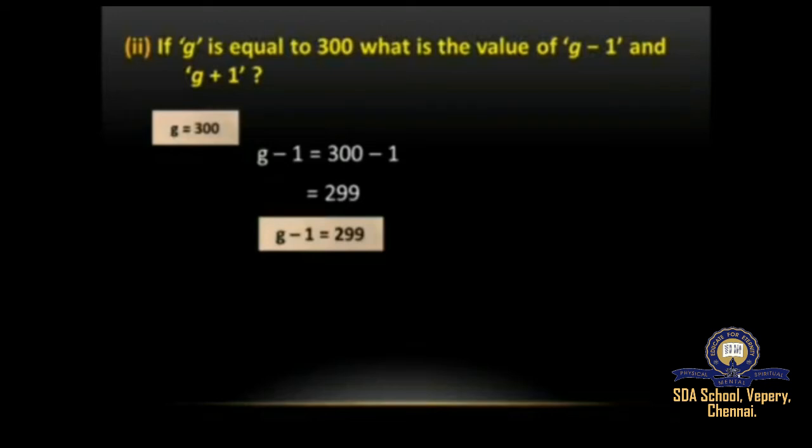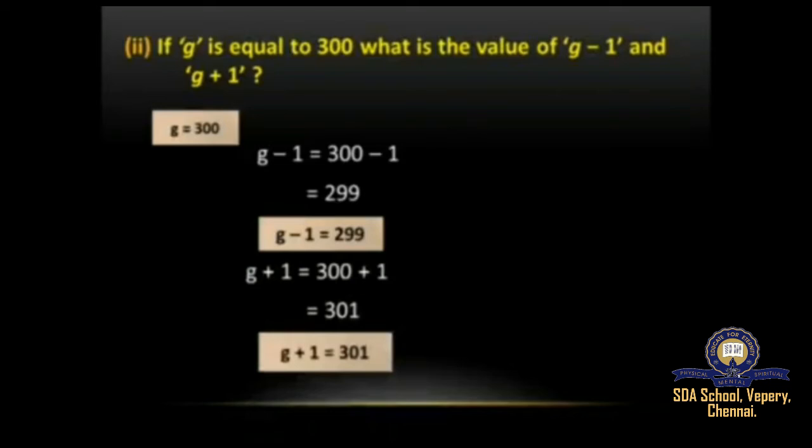Similarly, you're going to find the value of g plus 1. So what is the value of g plus 1? You're going to write 300 in the place of g, and then you're going to add 1 to 300. So the answer you'll be getting is 301. So the value for g plus 1 is 301.